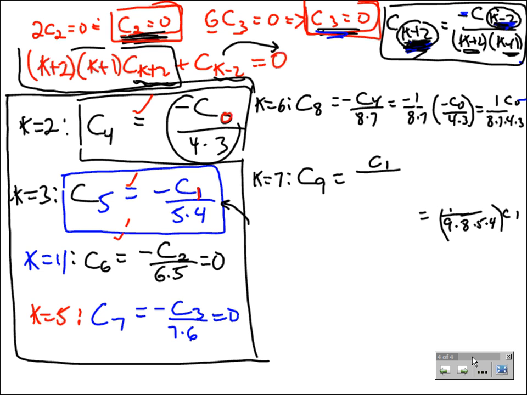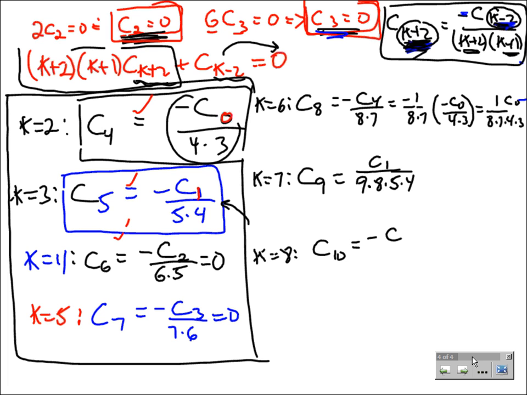We have C1 over 9 times 8 times 5 times 4. Okay, let us find out what happens when K is equal to 8. When K is equal to 8, 8 plus 2 is 10, minus C sub 8 minus 2 is 6, over 8 plus 2 times 8 plus 1. Again, we get negative 1 over 10 times 9 times C6.